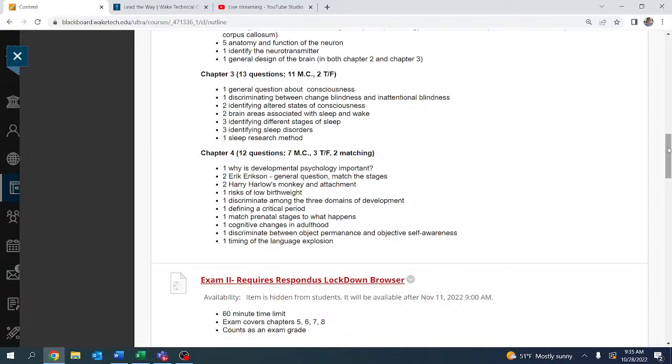All right, I'm going to ask you to match what happens with each of the prenatal stages. And I'll be honest, Hannah, I usually ask about the embryonic stage. I want everybody to know that all of your organs begin developing in the first month and a half of your life. Okay?